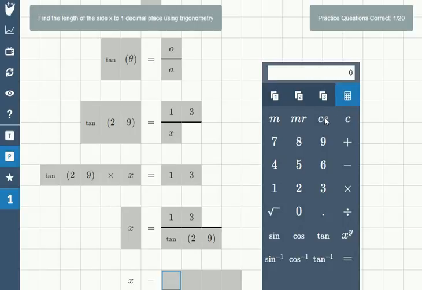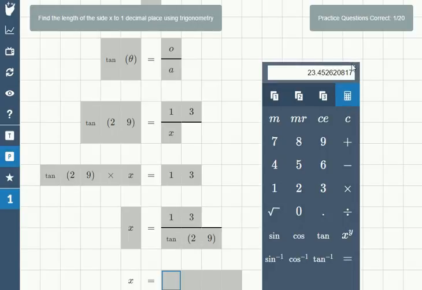Then we can clear everything, and do 13 divided by, let's use the memory recall button to pop that number back into the calculator. So we're going to divide 13 by the tan of 29, which was this result here. And if we hit equals, that completes the question and gives us our final answer.